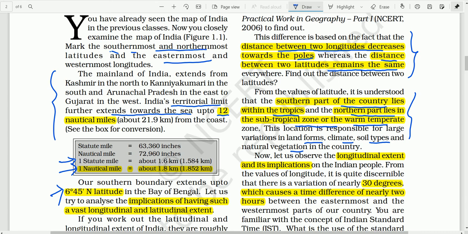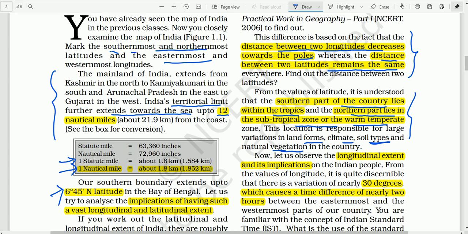See, in India we find a lot of variations in the landforms. In some areas we find mountains. In some areas we find plains, coastal areas. In some other areas we find plateaus. Likewise, we find different climatic conditions in different parts of India. In some areas it is very cold, in some other areas it is warm or hot. Likewise, we also find variation in the soil type. We also find variation in the natural vegetation from one place to another.